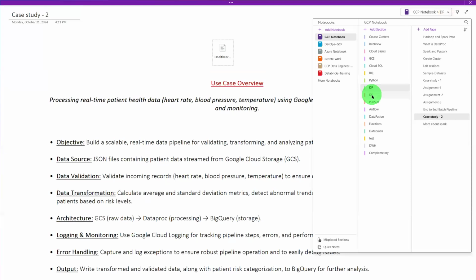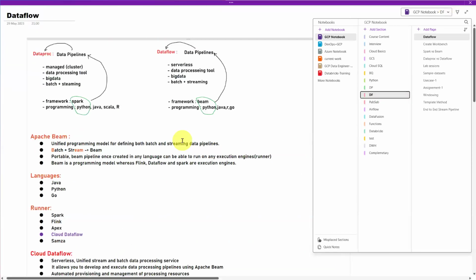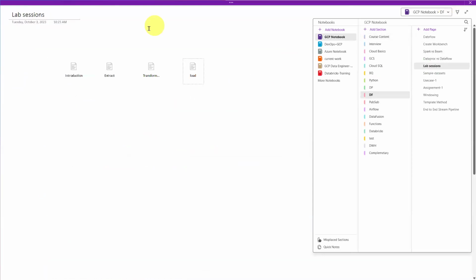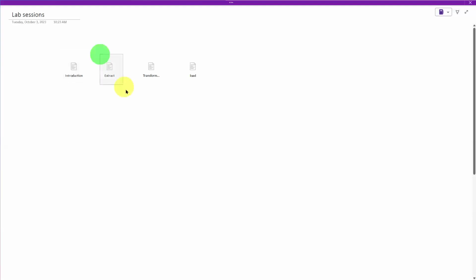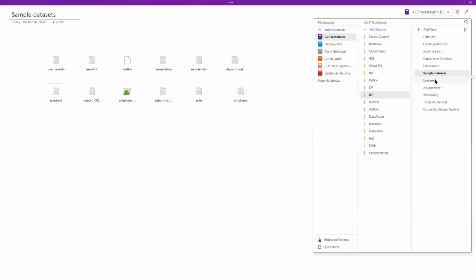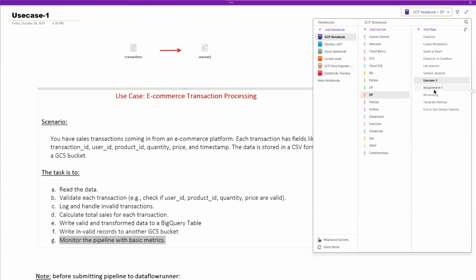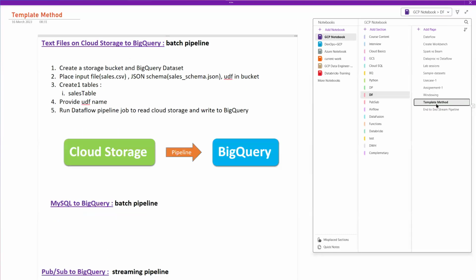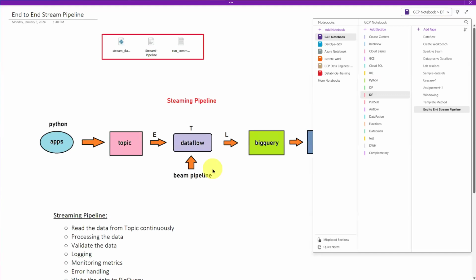Then after that, Dataflow. What is Dataflow? How is it different from Dataproc? How do we create a workbench? Lab sessions for that. Introduction, extract, transform, and load. So sample data sets, use case 1, assignment 1, what is windowing, template method of creating the pipelines, end-to-end streaming pipeline also. We have an end-to-end streaming pipeline.